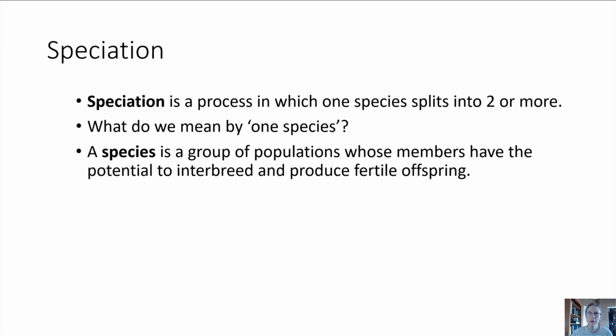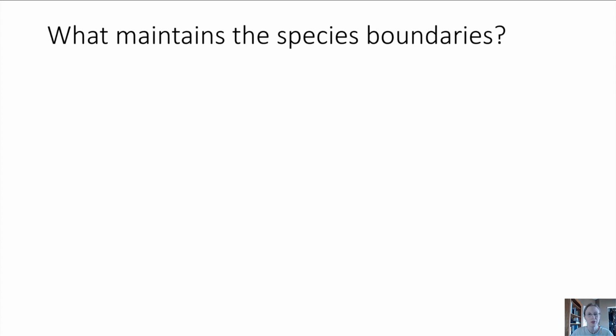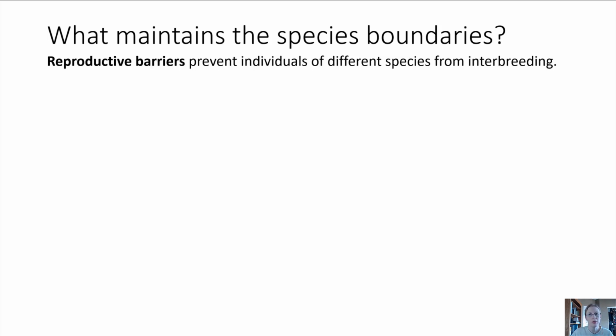Okay, so thinking about a species, let's start by considering the question: what is it that normally maintains species boundaries? We have dogs, we have cats. Those are two very different species that cannot interbreed. What is it that keeps the separation between them? We're going to look at two major categories of barriers, and they are both considered reproductive barriers, barriers to interspecies reproduction.